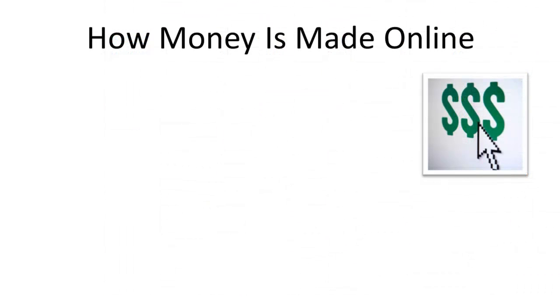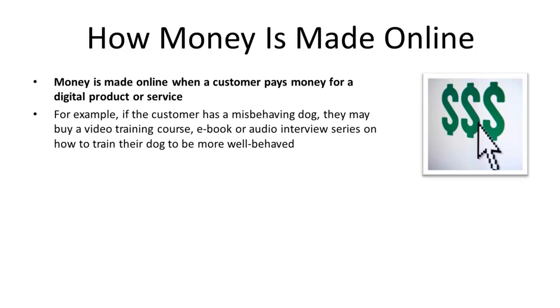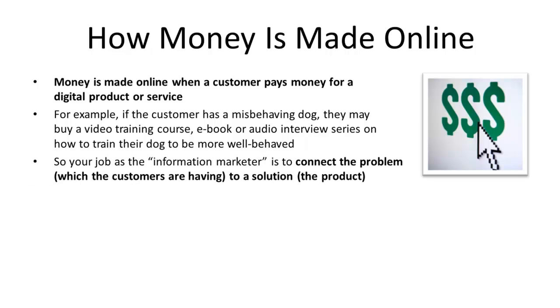Okay, so how is money made online? Well, money is made online when a customer pays money for a digital product or service. So that's the important part here. A customer needs to pay money for a digital product or service. For example, if the customer has a misbehaving dog, they may buy a video training course, an ebook, or an audio interview series on how to train their dog to be more well behaved. So the course will help them with that problem, and the customer pays money for that.